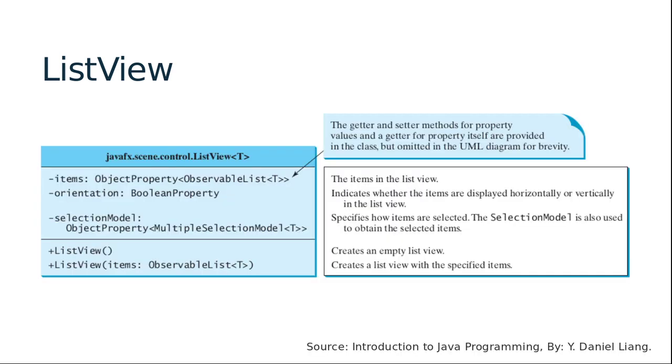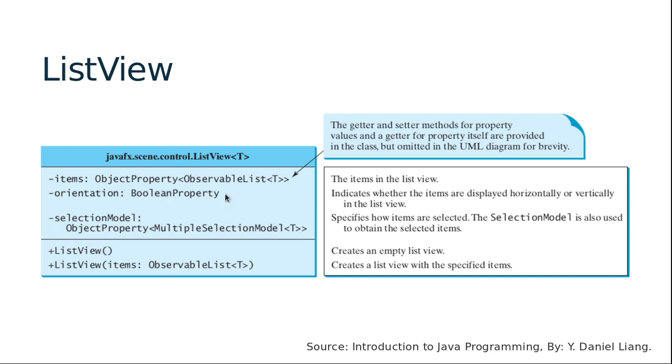This is the ListView class, which is a generic. So there is an angle bracket and T you'll find here. T is the data type that we need to define. It has one constructor with no argument. It creates an empty list, or you can pass a number of items in the constructor itself, and those items will be listed in the list view. It has a property like items, in a similar way, an object property of the observable list. It has an orientation also, so it's simply the Boolean property.